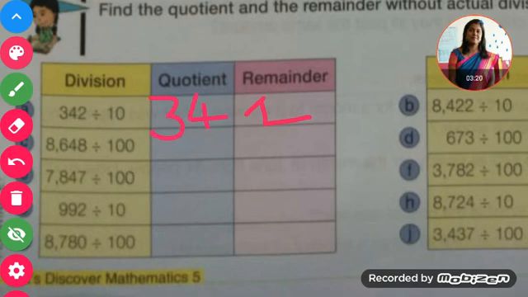Now when the number is divided by 100, that is your second sum. It is not B1, it is C1, 8648 divided by 100. We know that when a number is divided by 100, the tens place digit and the ones place digit together become the remainder, that is 48, and the rest becomes the quotient, that is 86. Similarly, we'll take another example here, 992 divided by 10.